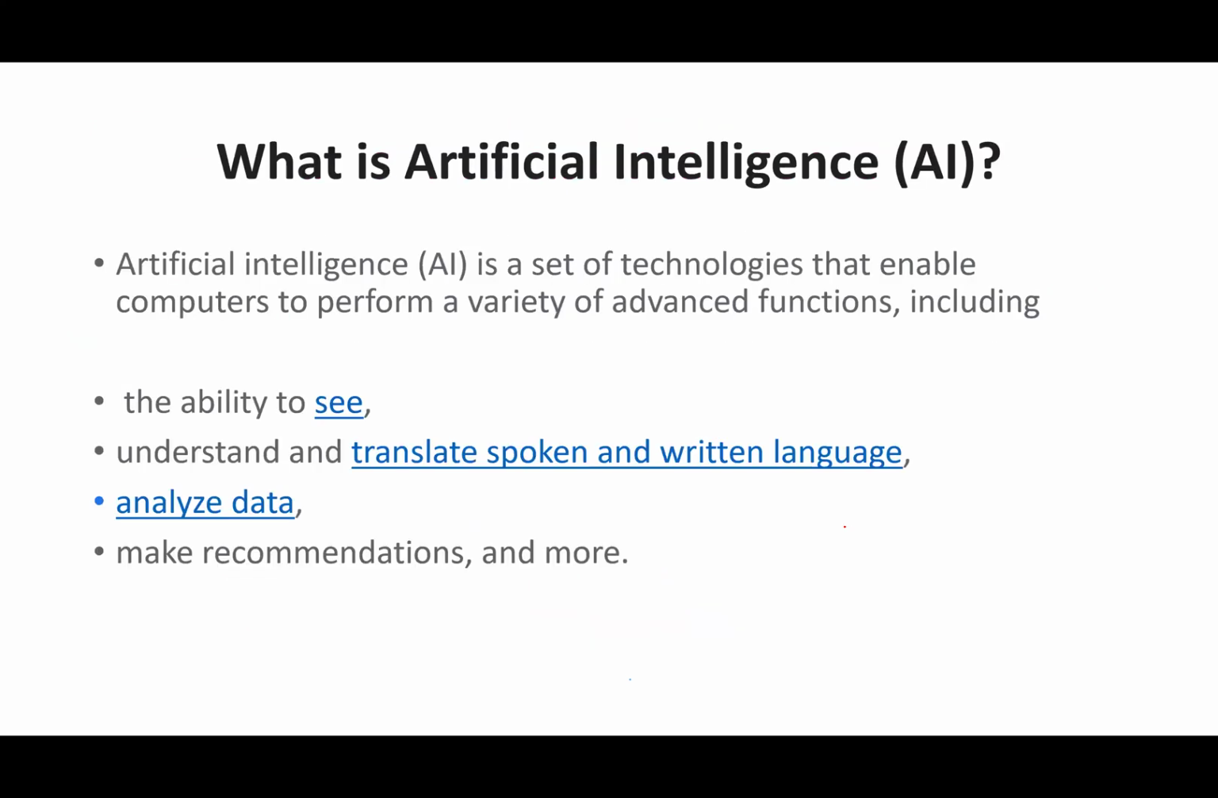Okay, so we also discussed what is artificial intelligence. Basically it is a technology that enables computers to perform a variety of advanced functions. For example, it behaves like a human being basically.